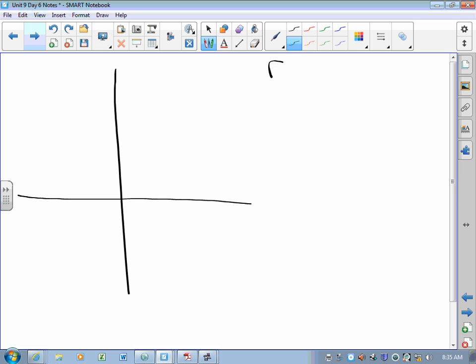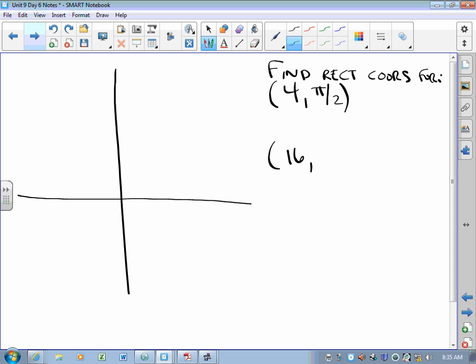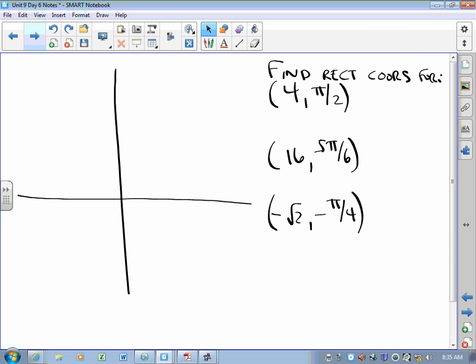Let's find rectangular coordinates for 4, pi over 2; 16, 5 pi over 6; negative radical 2, negative pi over 4. Make sure we can go from one to the other.